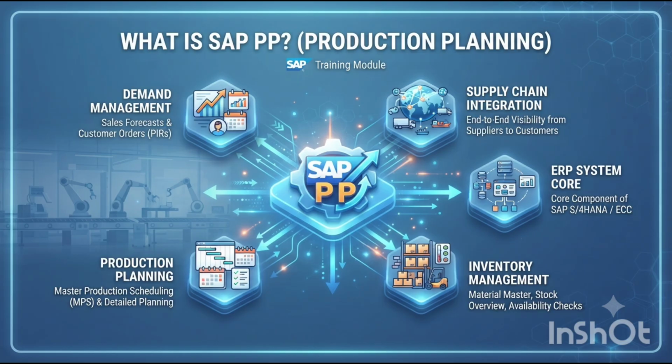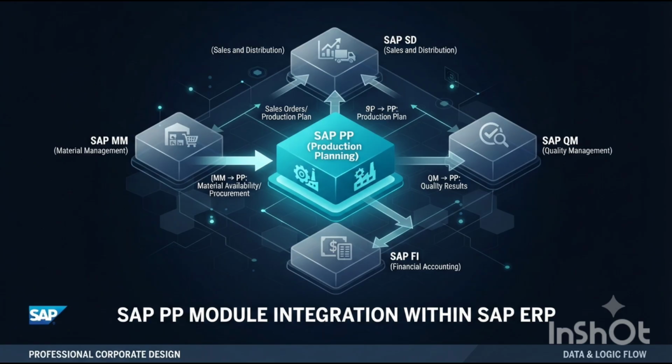PP works as a bridge between demand and supply. It ensures raw materials are available on time, machines are utilized efficiently, and finished goods are delivered as promised to customers. This makes SAP PP one of the most critical modules for SAP manufacturing industries.